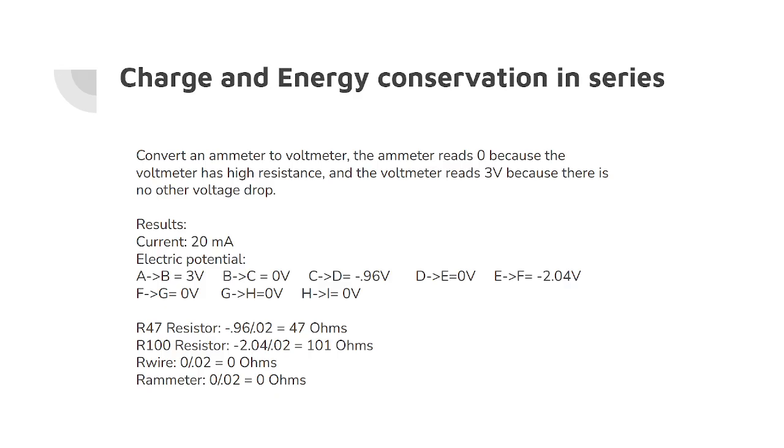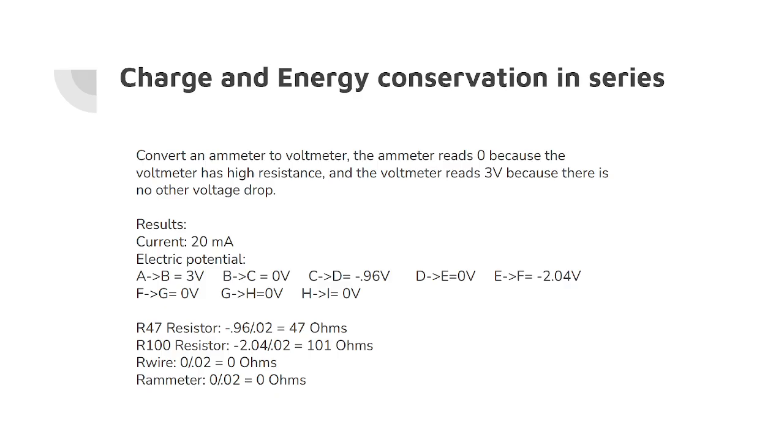Charge and energy conservation in series. So we converted an ammeter to a voltmeter. The ammeter reads 0 because the voltmeter has high resistance, and the voltmeter reads 3 volts because there's no other voltage drop or resistance. The result was that the current was 0.02 amps.